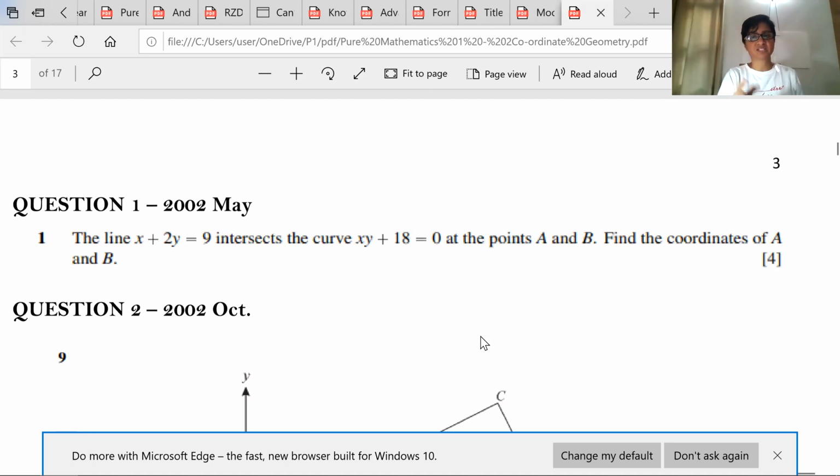Okay, so in this first question, it says the line x plus 2y minus 9 equals 0, that's a line, intersects the curve xy plus 18 equals 0 at the points A and B. So they say there are 2 intersection points. So this is a line and a curve, some curve. Would you know the shape of this curve by looking at the equation? No, because it's not something that we recognize.